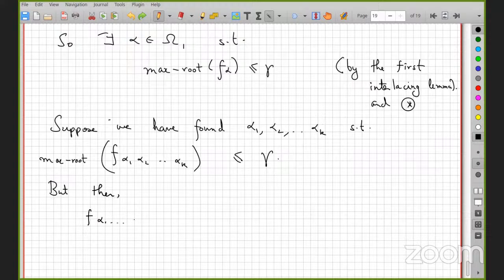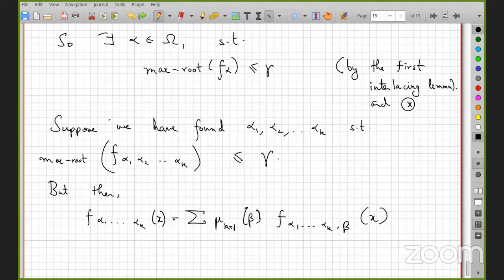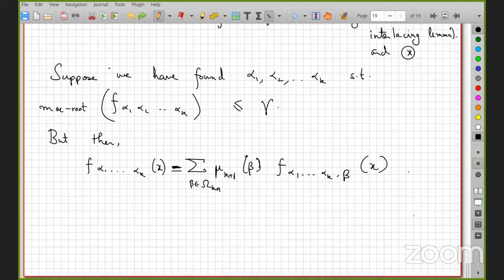But then this f alpha 1 all the way up to alpha k is nothing but the summation of mu alpha, mu k plus 1, alpha, f alpha 1 all the way up to alpha k, and the last one is alpha. Maybe let me use another letter, beta, of x. Beta is in omega k plus 1. Take any distribution.